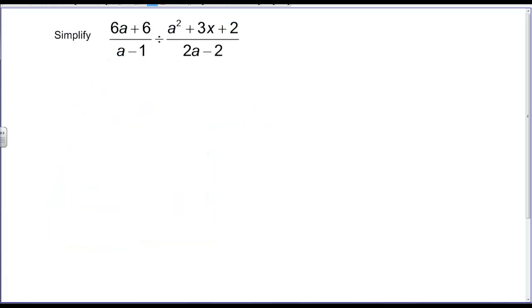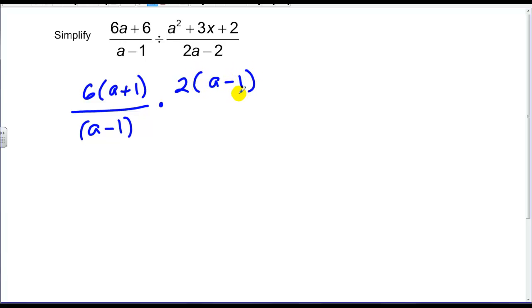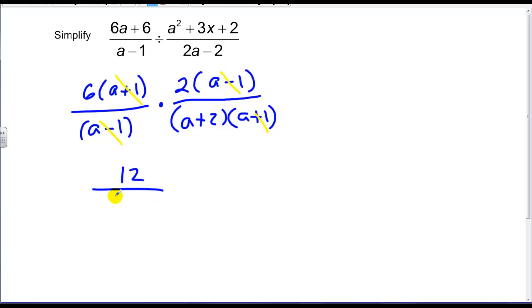Here we go again. Very similar example. We have some greatest common factors in this case. The numerator has a 6, leaving me with a plus 1 over a minus 1. Going to multiply by the reciprocal. I have a 2 as my GCF. A minus 1. Denominator factors into a plus 2 and a plus 1. I reduce like factors once again. The a plus 1's reduce. A minus 1's reduce. In the numerator, I'm left with a 2 times 6, which is 12. And in the denominator, I'm left with an a plus 2.